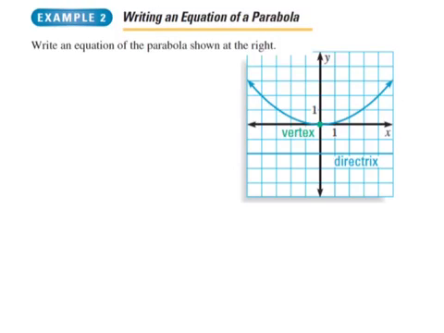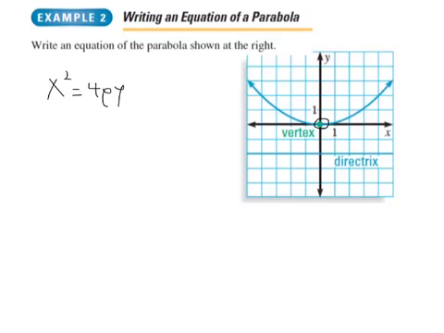Alright, now we're going to go backwards. We're going to write an equation of a parabola shown to the right. So first thing is, it's pointed up. So I know right now we're going to use x squared equals 4py. And I always write that. My vertex is 0, 0. That's why I don't have an h or a k.